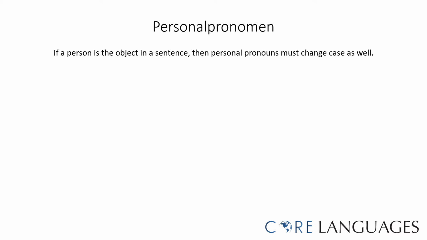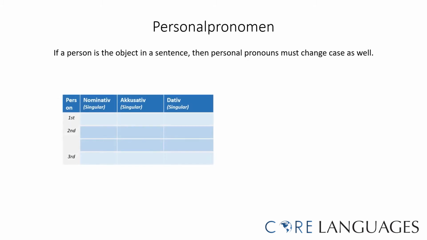A Wechselpräposition or a two-way preposition can also be followed by a personal pronoun. A person can be the direct or the indirect object in a sentence, so we need to remember how the personal pronouns change in the different cases. In the nominative, it is ich. In the accusative, ich turns to mich. And in the dative, mir.